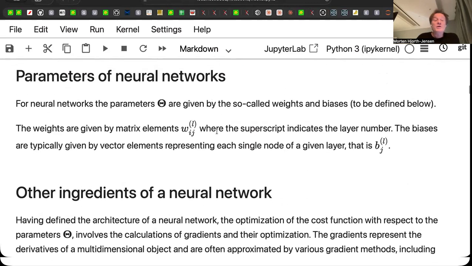And the parameters of the network are typically the weights for each layer and for each node, and they link the nodes between two different layers. And then every node is also linked up with a bias, which becomes another parameter here.